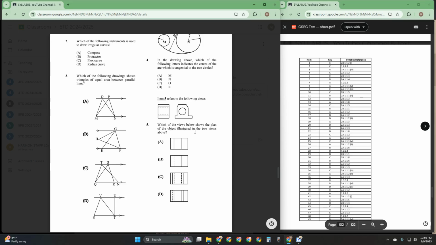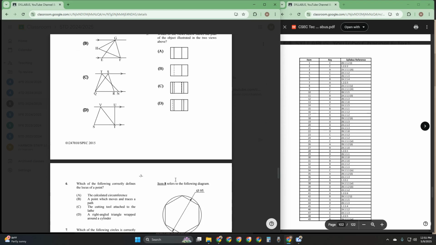Number 5, which of the following views below shows the plan of the object illustrated in the two views above? So these are the two views, and they say the answer for number 5 is C. And I agree, but please note that there's an error in the drawing. They have a solid line, or a continuous line, passing through the hidden line. So there's an error here, but the answer is C.